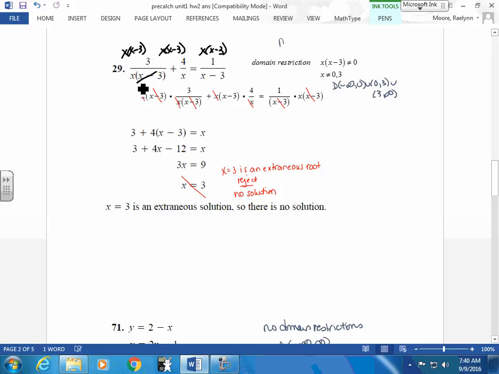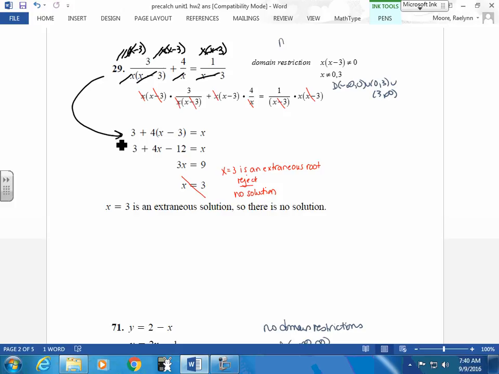You can just cancel them out. This is coming out, you're left with plain old 3. This is coming out, you're left with 4 times x minus 3. This guy's coming out, you're left with 1 times x. So when you get to here, you should have no fractions left. If you did, that means you didn't get your least common denominator. You probably left out one of the factors.